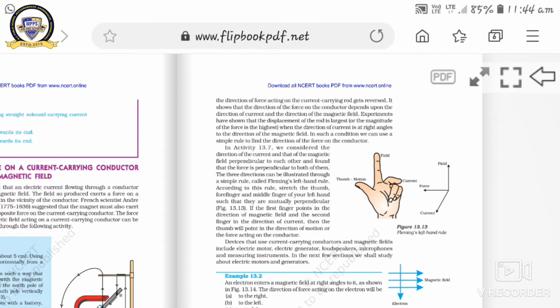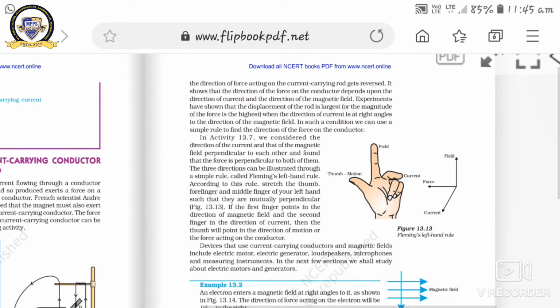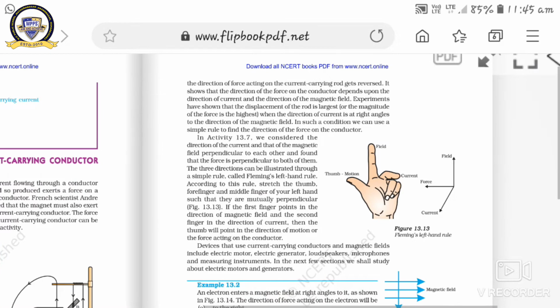If you change the direction of current or of the magnetic field, the force will also change. Experiments have shown that the displacement of the rod is largest, that is, the magnitude of the force is the highest, when the direction of current is at right angles to the direction of the magnetic field. It means the rod gets the largest displacement when the current and the magnetic field are at right angles to each other.